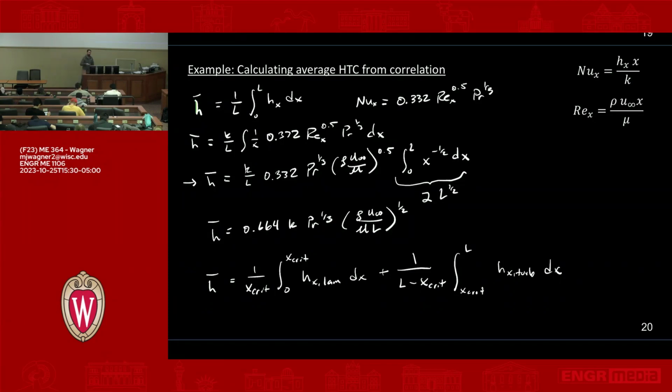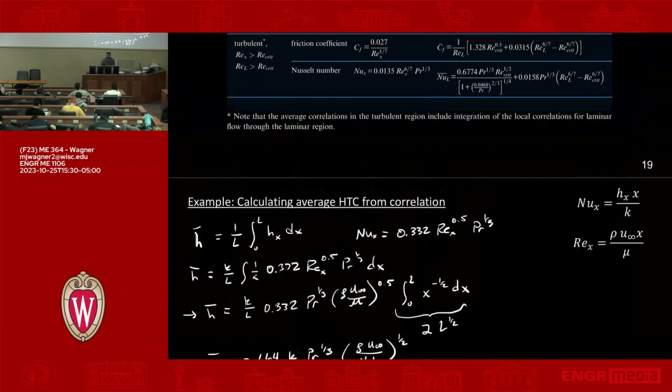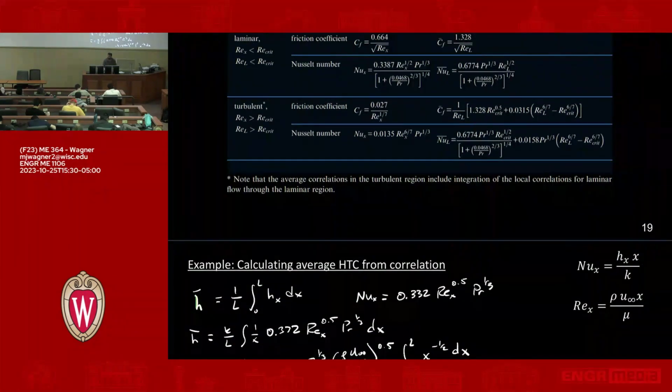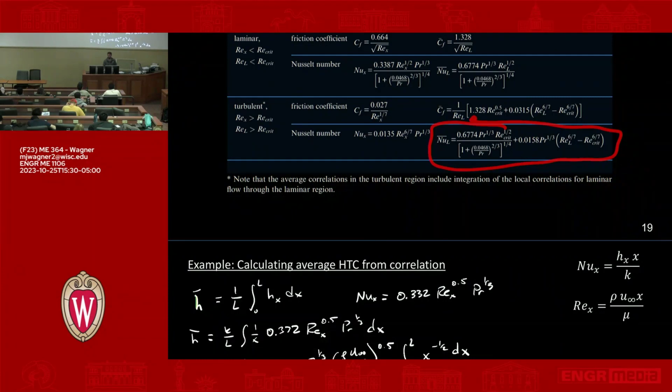When you look at the table, it actually includes these solutions already, like this one here. This is the combined integral of both of those things. Right? Questions? Yeah. So the local is just for laminar flow, and the average is both laminar and turbulent?